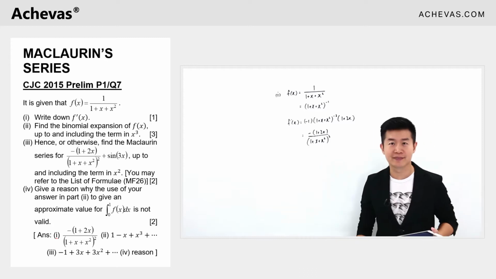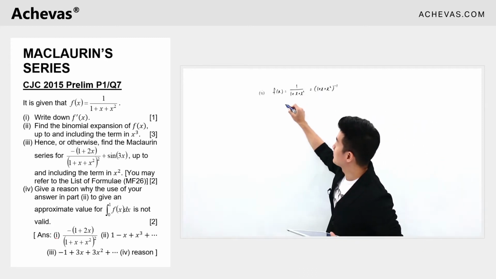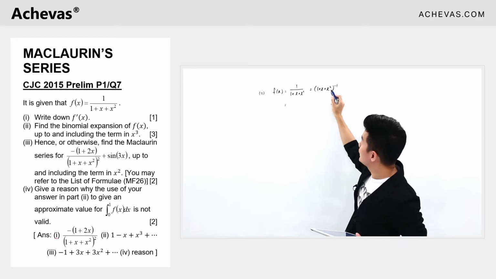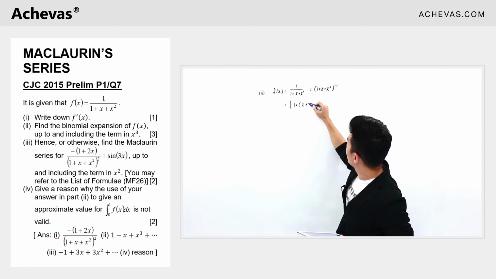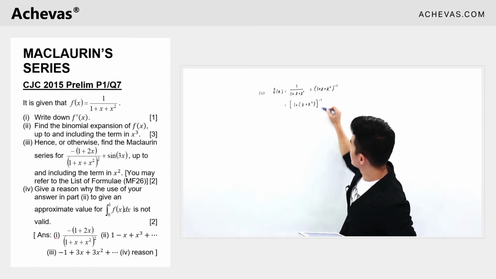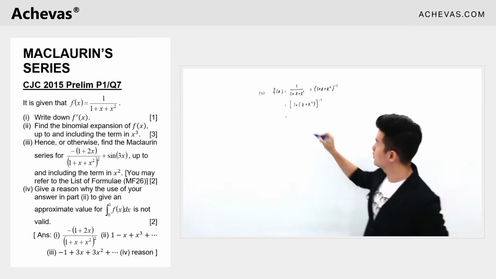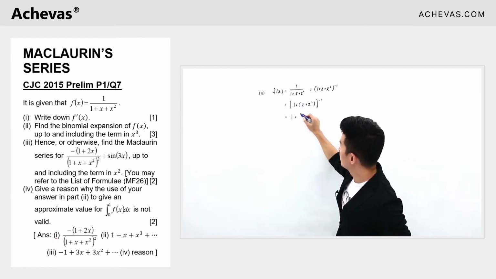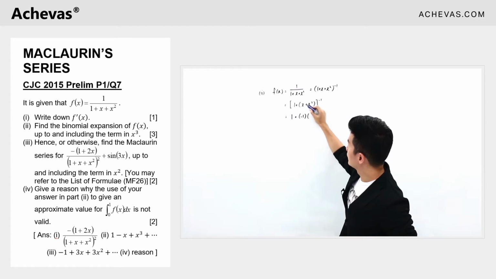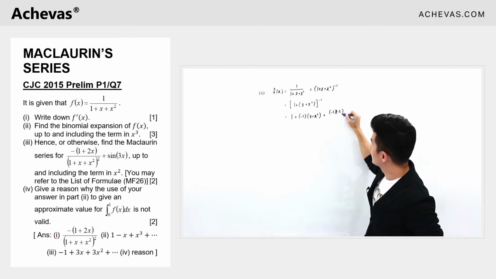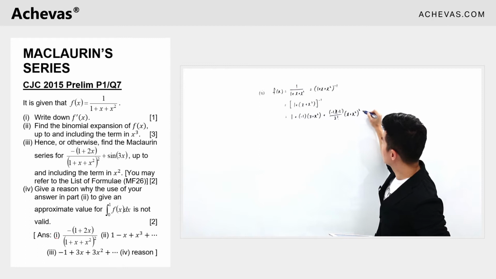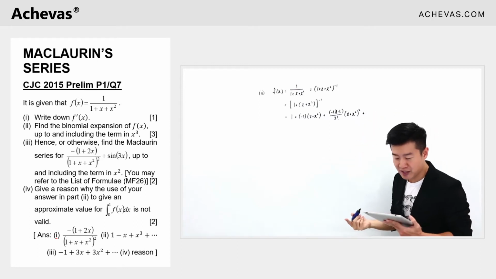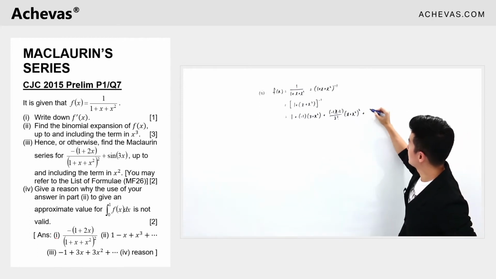In order for us to expand this by using the binomial expansion, we need two terms, but there are three terms here, so I'm going to regroup them into two terms, 1 and (x + x²). This to the power of -1, so expanding this using binomial expansion, it is going to be 1 + (-1)(x + x²) + (-1)(-2)/2! times (x + x²)². And since we need to expand it up to the x³ terms, I'm going to write down one more term.